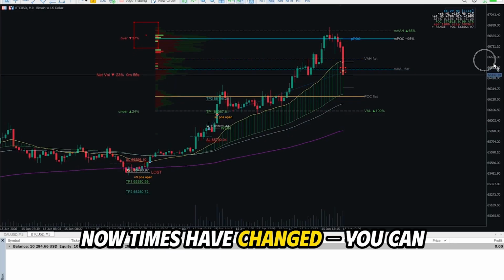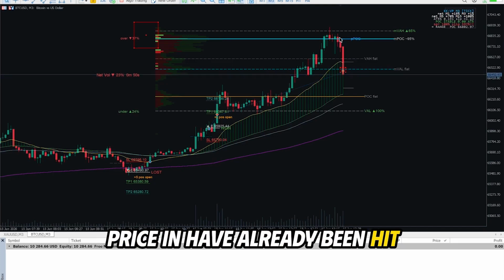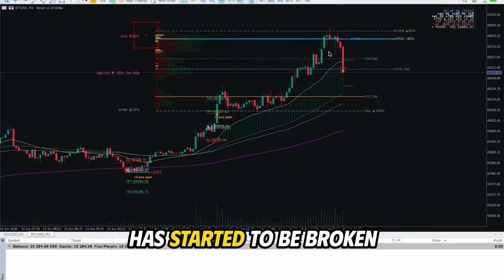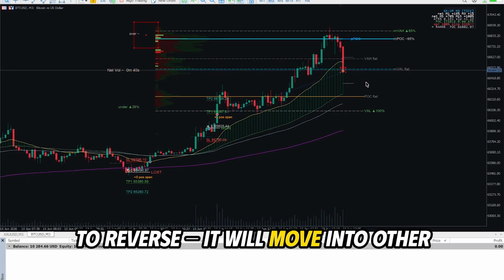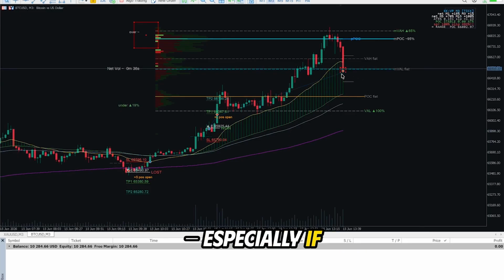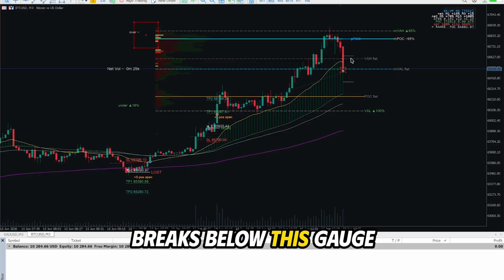Now, times have changed. You can see that the zones that were pulling price in have already been hit, and the master volume profile zone with the highest gravitational pull has too. Now the game starts to reverse. It will move into other zones with greater attractiveness, especially if this master volume area low truly breaks below this.